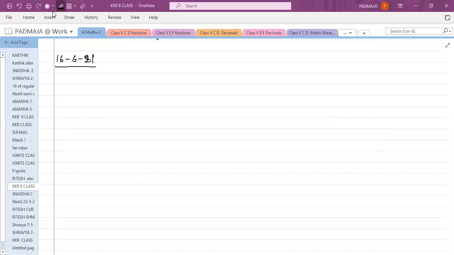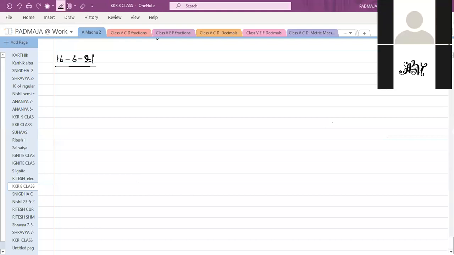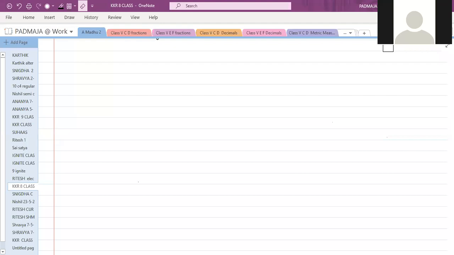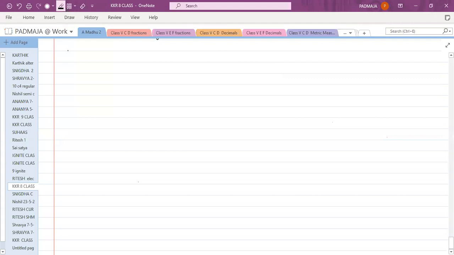Projectile motion is a motion in two dimensions. So what do you mean by motion in two dimensions? The body moves both along horizontal direction as well as in vertical direction simultaneously.